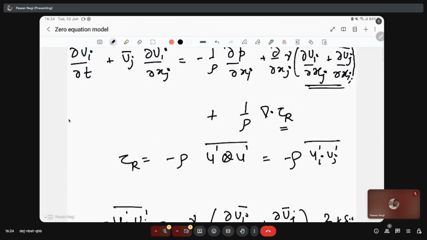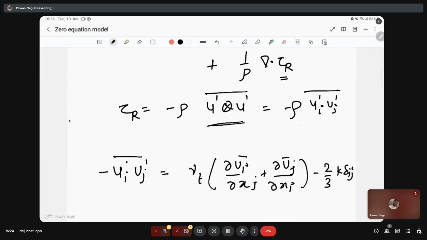We know that this tau r, which is the Reynolds stress, is equal to negative of rho times this particular tensor, which is nothing but the Reynolds strain rate, and in Einstein's notation we can write this as negative of rho times ui prime uj prime, Reynolds averaged.